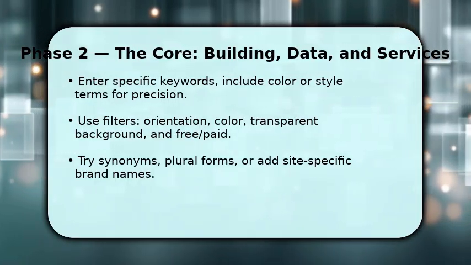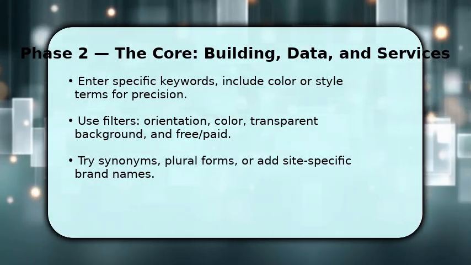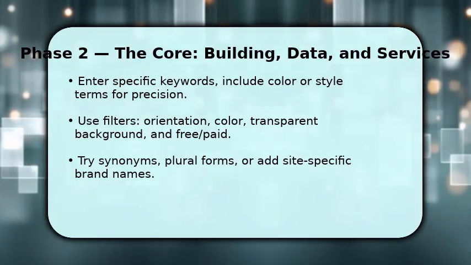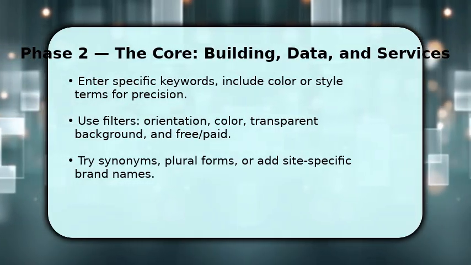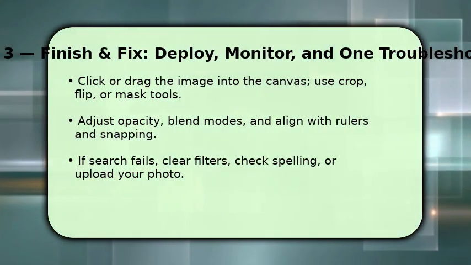If results are sparse, broaden synonyms or remove a filter. Conversely, tighten terms to reduce noise. With this iterative approach, you add the chosen image to your canvas and immediately refine it using crop, flip, masks, and handles to control focus and framing.